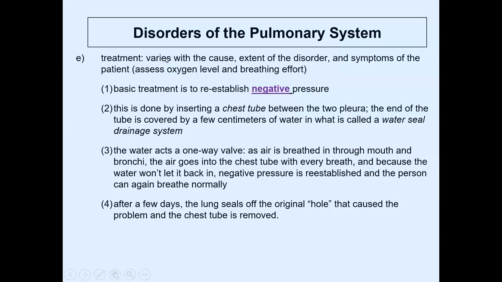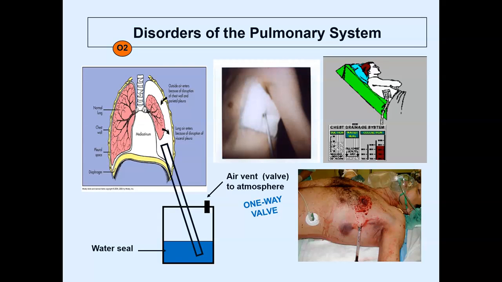Again, the treatment is going to vary depending on the problem and how acute it is, how bad it is, but the basic treatment for any type of pneumothorax is to restore or reestablish negative intrathoracic pressure. And this is done by inserting a chest tube.